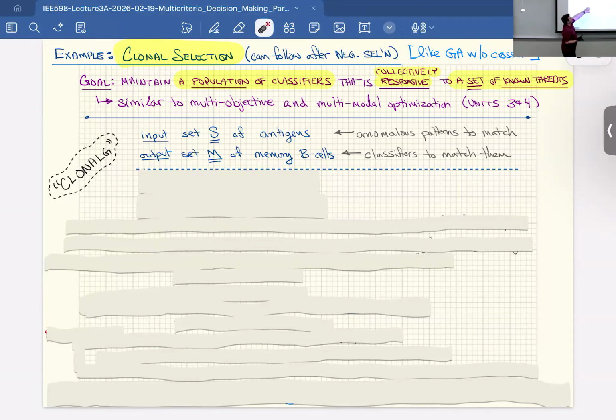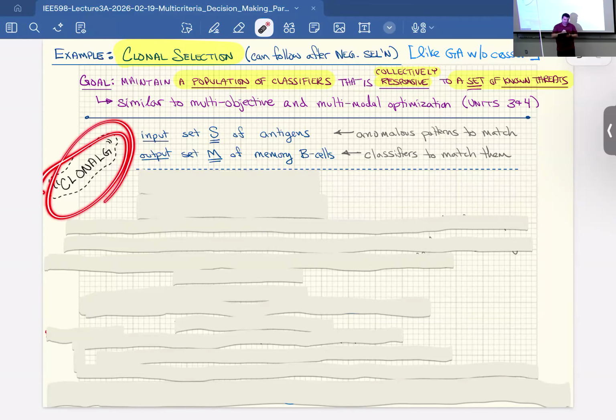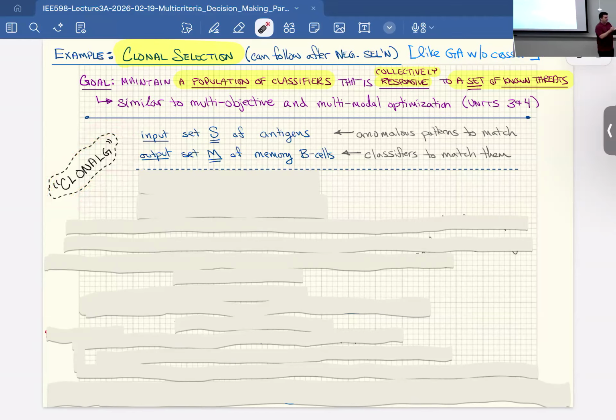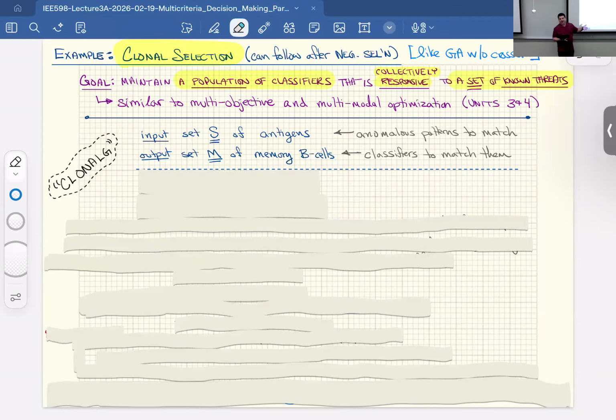And we're trying to build a set M of so-called memory B cells. If they're done very well, they will match any one of these antigens we throw at them. Some B cells won't match, but there'll be at least one that matches it very well. That's our goal. The algorithm I'm about to show you is based on one in the published literature called the clonal algorithm, but I think a lot of things that follow clonal selection have a similar pattern.